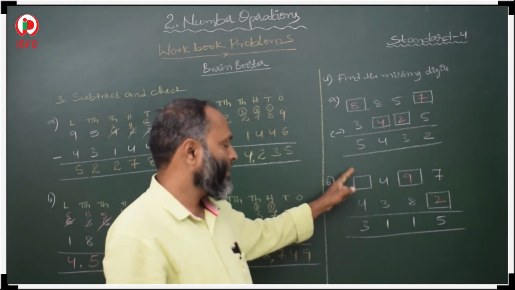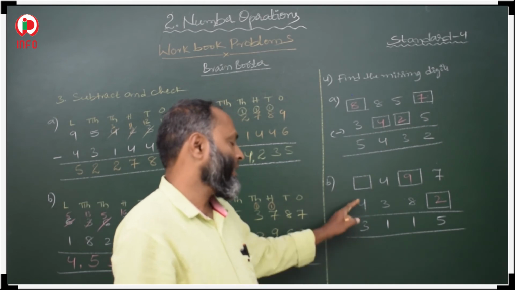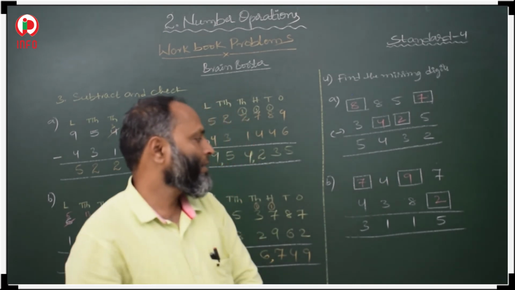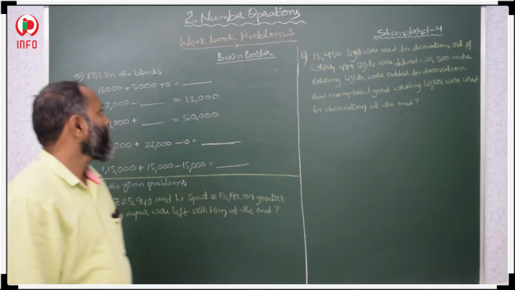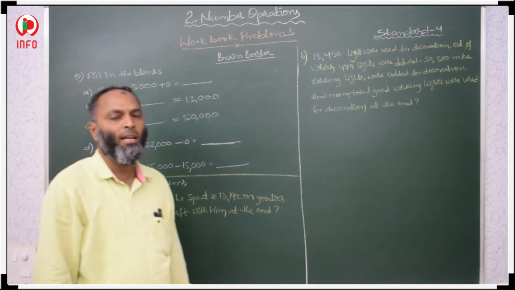Then here the minuend is not given, the subtrahend is given and the difference is given. Add 4 plus 3, 7. That means 7 minus 4. So in this way you have to do. Okay. Now students, fill in the blanks. So these blanks are given. Try to do these blanks orally.